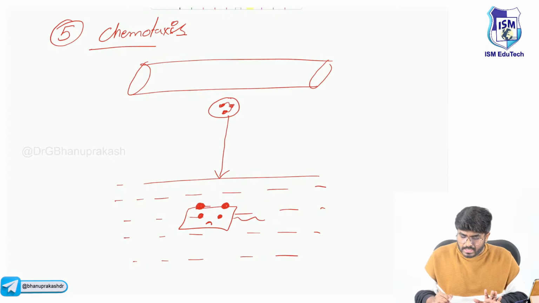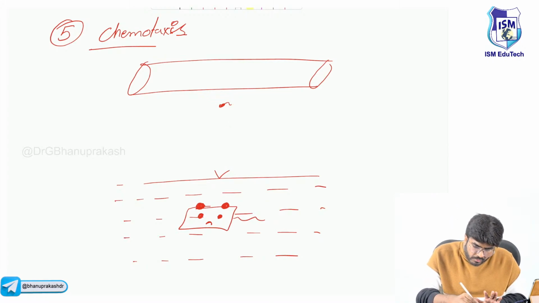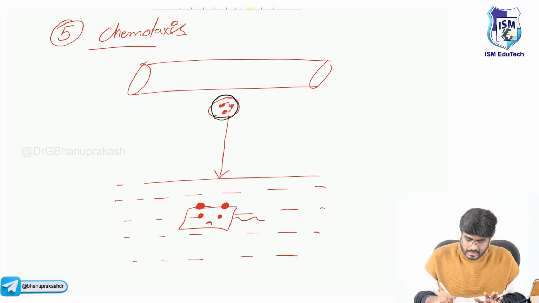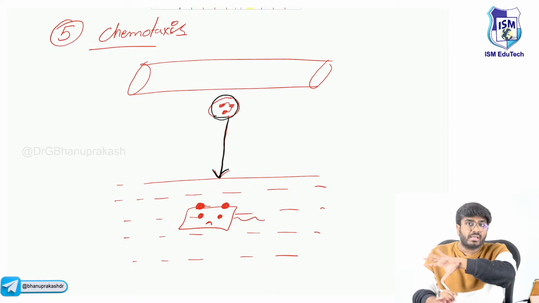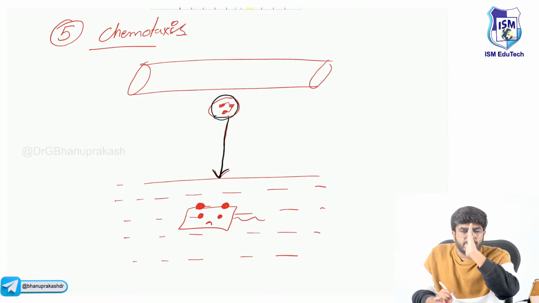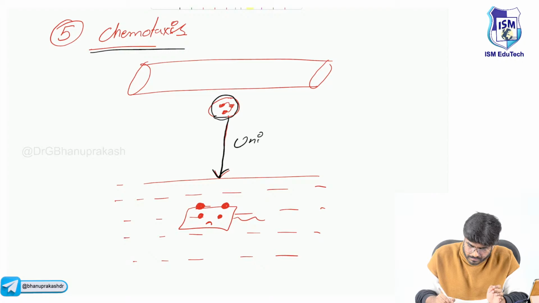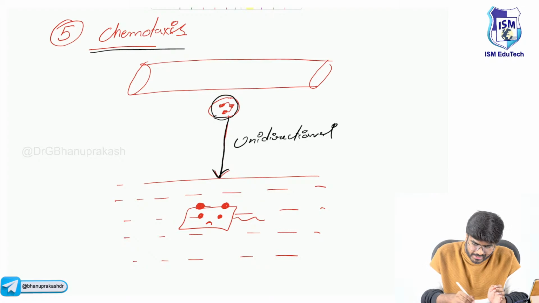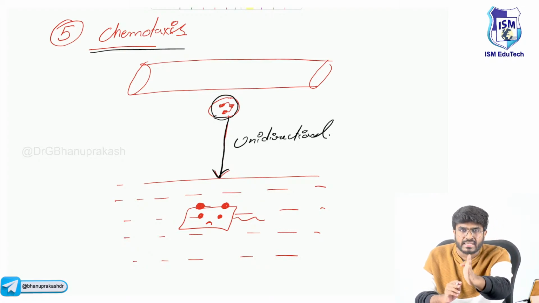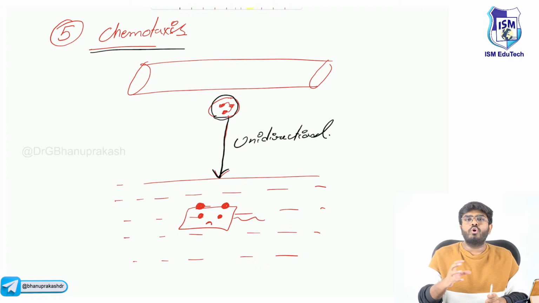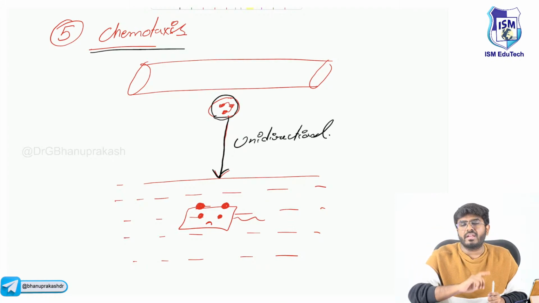Now my question to you: the movement of this neutrophil directly to the area of inflammation is a unidirectional movement. It's not a multi-directional movement. This unidirectional movement is called chemotaxis. They will ask you, chemotaxis is unidirectional or multidirectional? It's a single direction. The neutrophil won't go here and there, it will directly come to the area of inflammation.